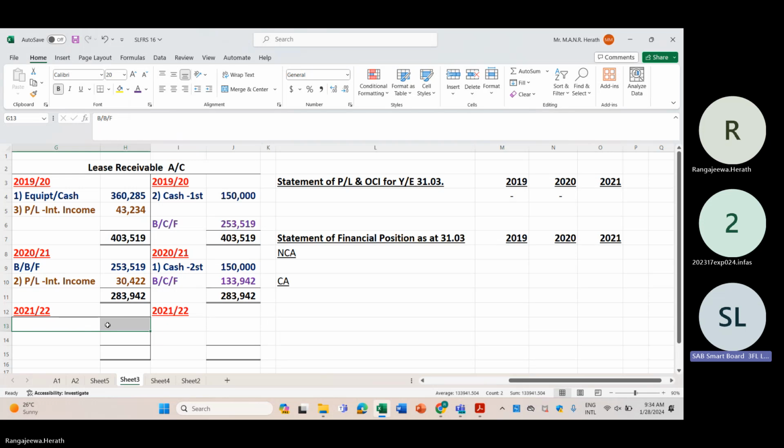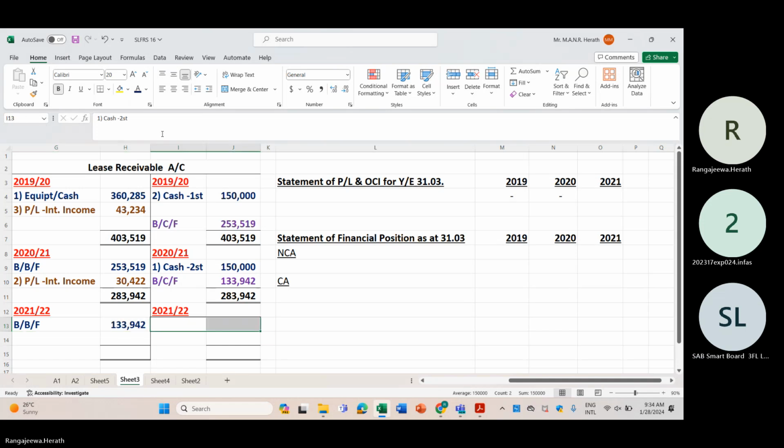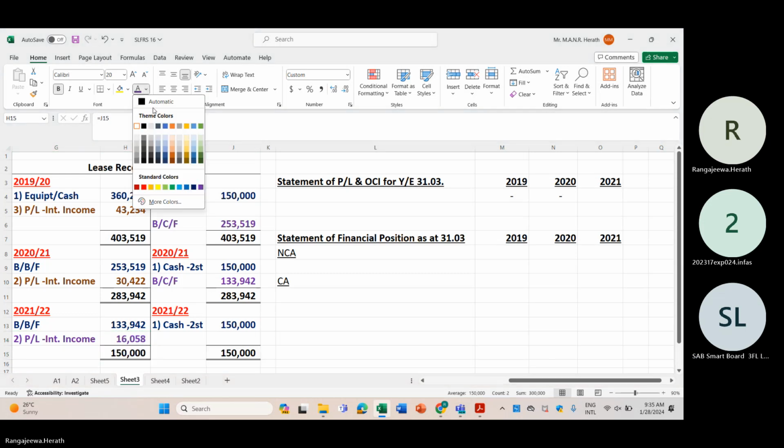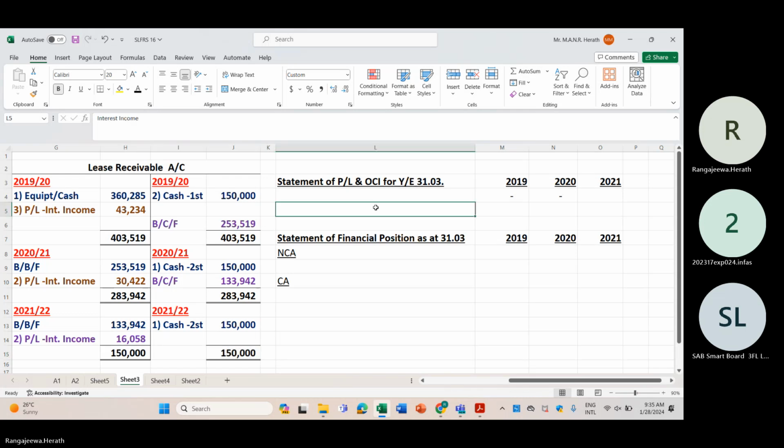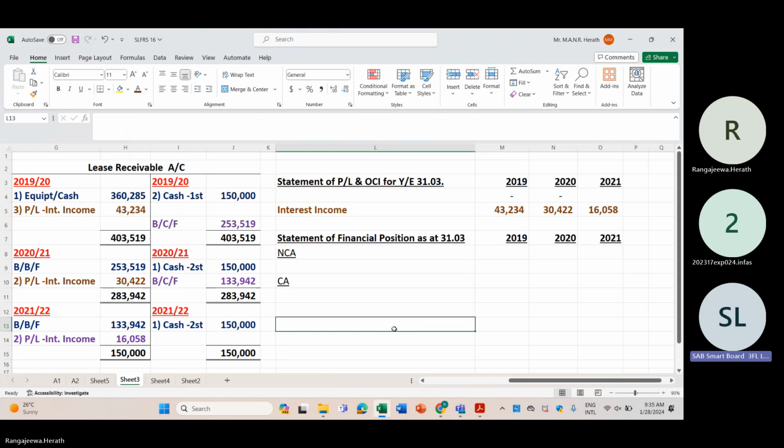We have the carry forward balance, the lease receivable opening balance. And we receive the 150,000 installment. The difference is the lease interest, transferred to P&L. On the lessor's side we only have the interest income. No depreciation, no asset is maintained by the lessor other than the lease receivable. The equipment, the right of use asset, is with the lessee.